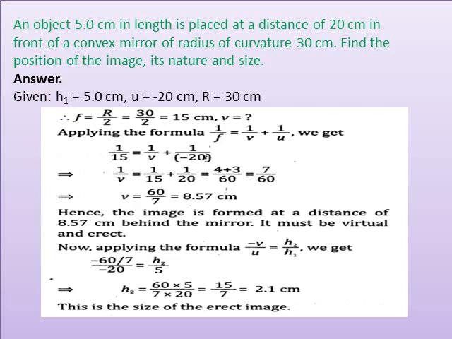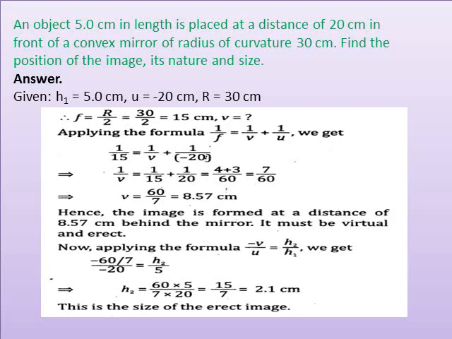Children, let us take another problem related to the same mirror, that is the convex mirror. Now read the question. An object 5 centimeter in length is placed at a distance of 20 centimeter in front of a convex mirror of radius of curvature 30 centimeter. Find the position of the image, its nature and size.